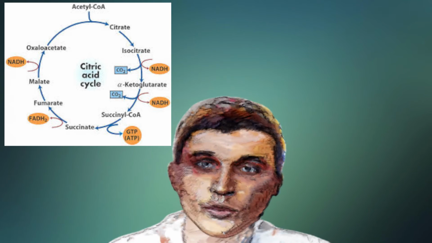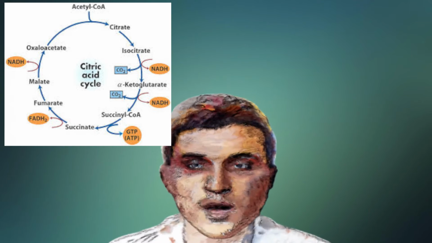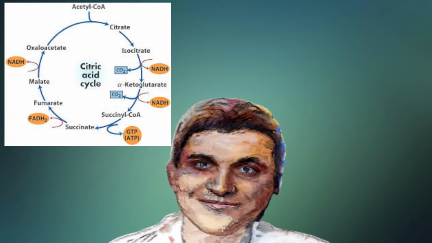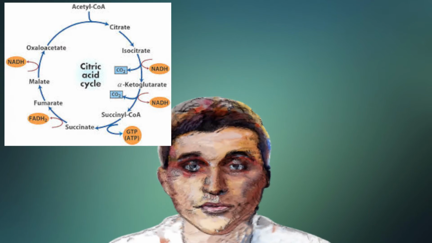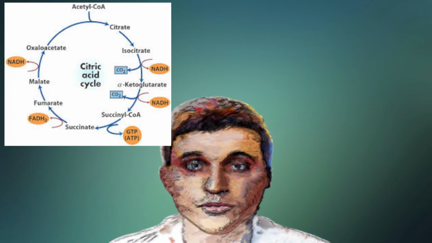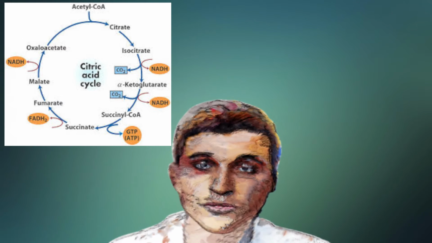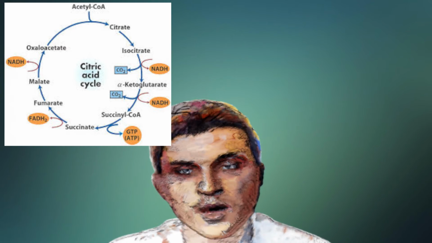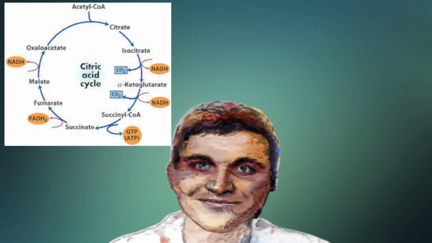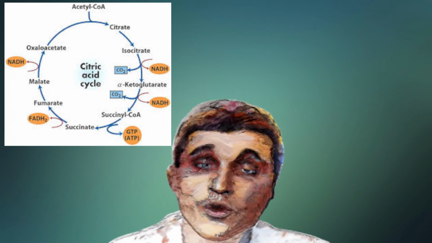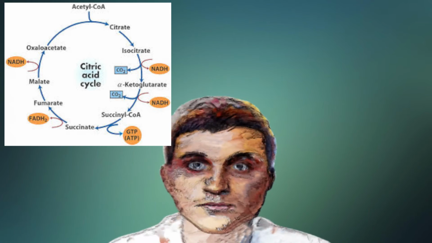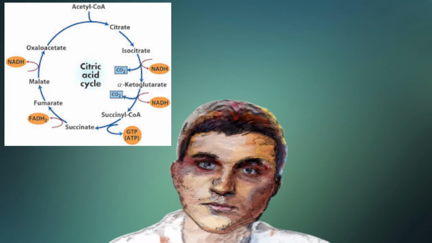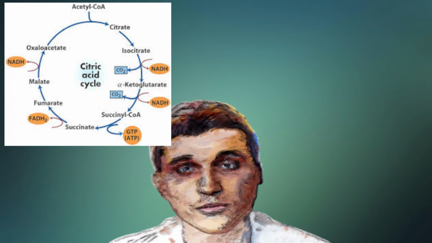In step 5 of the cycle, succinyl-CoA interacts with the enzyme succinyl-CoA synthetase in a reaction that produces succinate. A molecule of GDP is phosphorylated to produce GTP in this step as well. Step 6 sees the enzyme succinate dehydrogenase catalyze the reaction that converts succinate to fumarate. An FADH2 molecule is produced in this step. Next, in step 7, fumarate and a molecule of water react to form malate in a reaction that is catalyzed by fumarase.